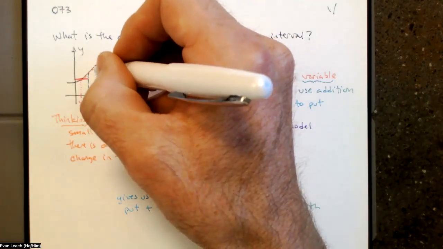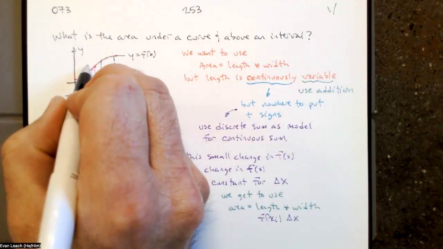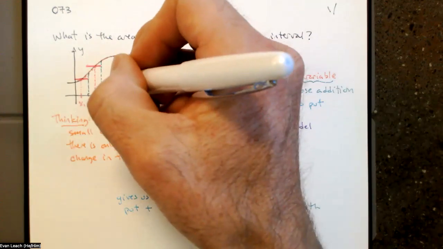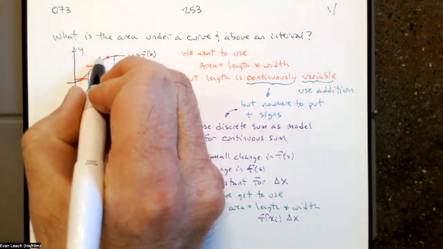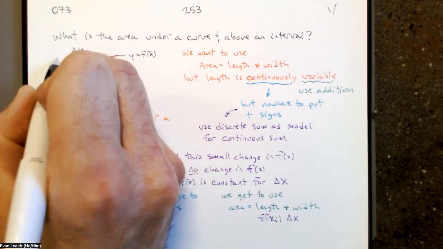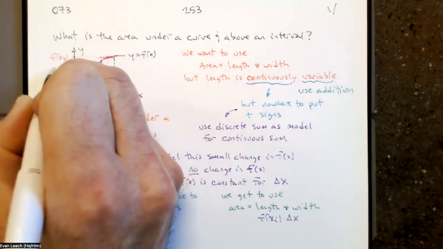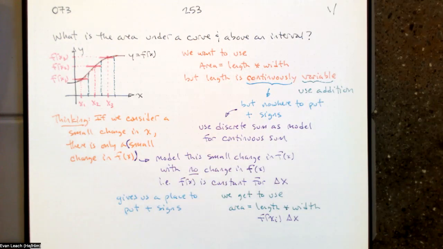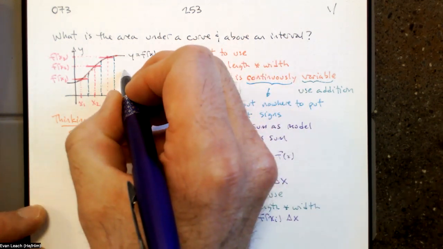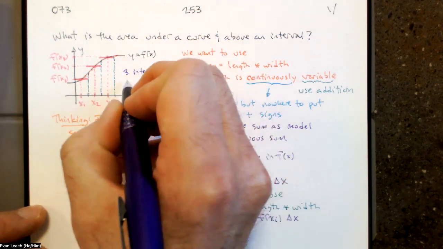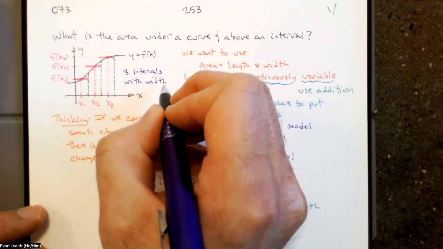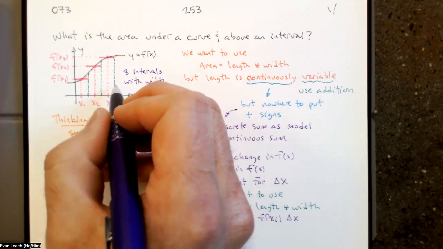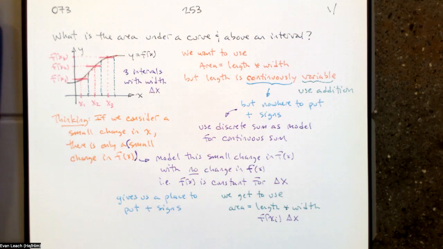Then whatever the value of the function is at this x2, that's the value of the function for this entire change in x. And then whatever the value of the function is at x3, same thing. So here we've got three intervals with the width of delta x. And here's how we build the Riemann sum.